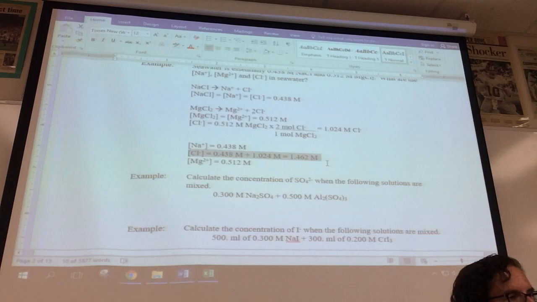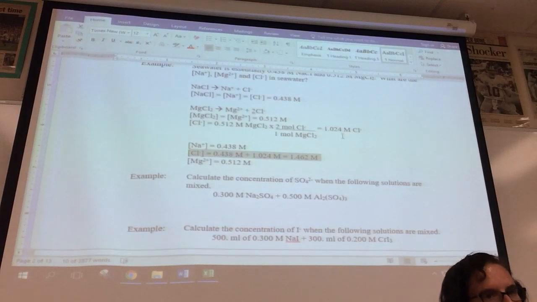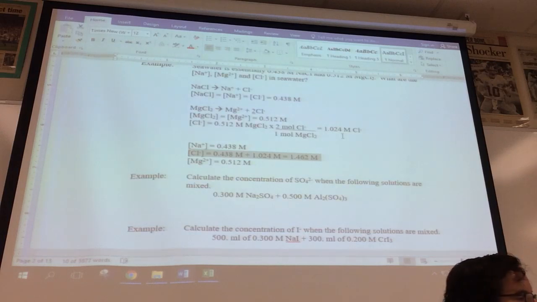Why do you add them? You tell me. Because you multiply it by 2. Why did you add these 2 together to get chloride ion? Because the chlorine is in both compounds. Yeah, the chloride ion is in both compounds. So it's in both places, so you have to add them together.